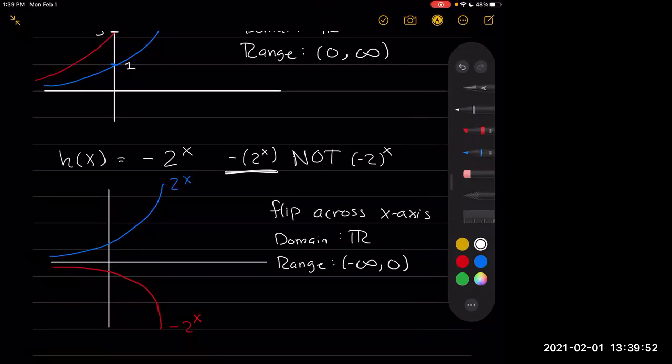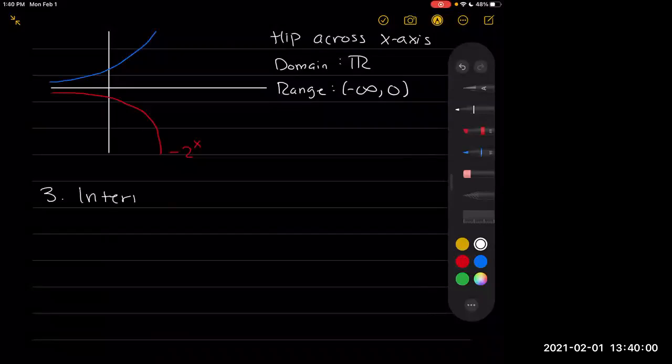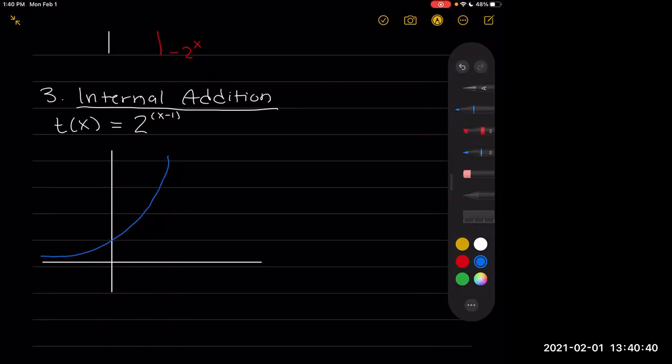All right, and we'll have one last transformation that we'll use regularly, which is internal addition. So here we're going to look at t of x equals 2 to the x minus 1. So this is similar to chapter 3 where it shifts our graph left or right. In this case, we will have our original graph, and it gets shifted to the right by 1. So now our graph will look something like this.